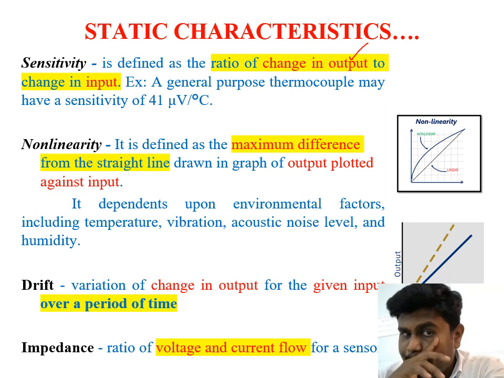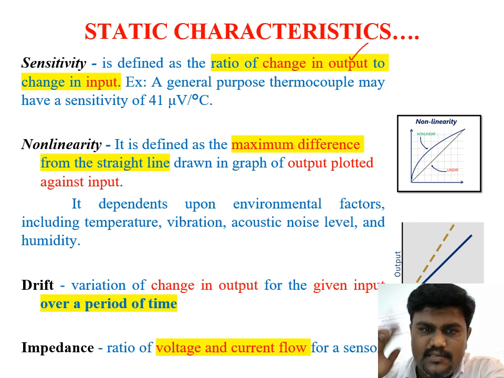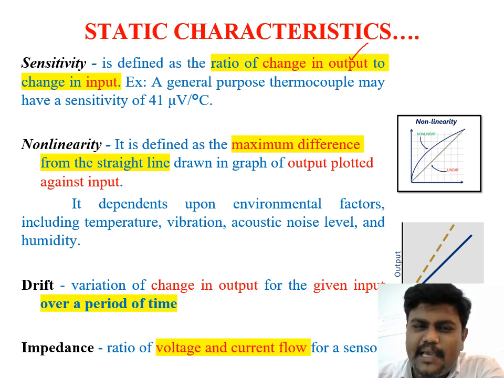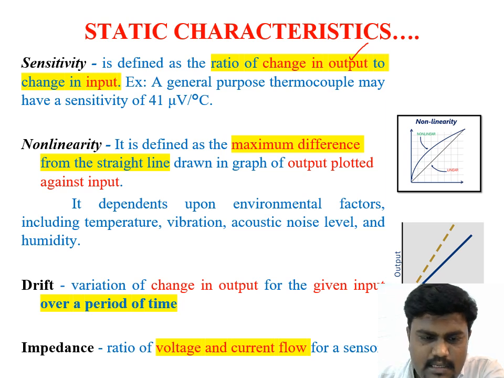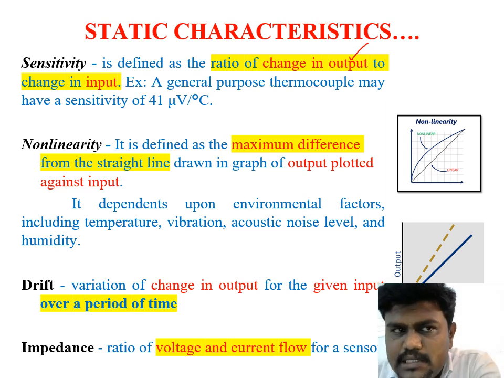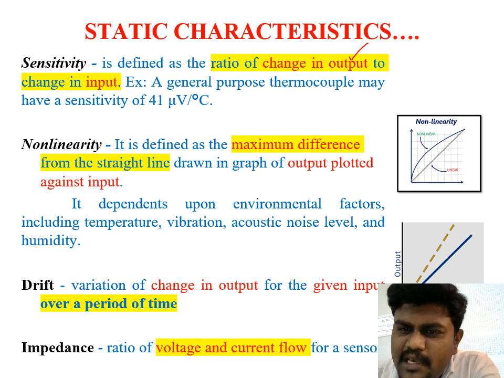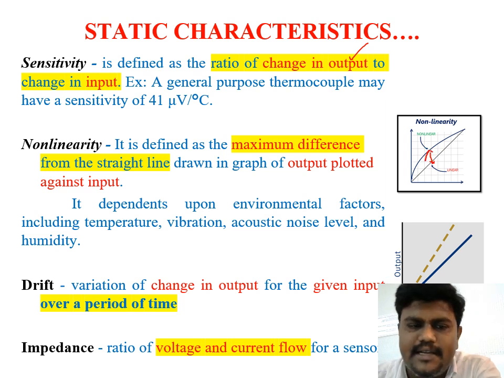Non-linearity is a kind of static characteristic. It is defined as the maximum difference from the straight line. I would like to zoom this up, but I don't have control over here. So when you see this, this is your linear line and this is your non-linear line. The maximum difference between the straight line and the plotted output is called the non-linearity error.